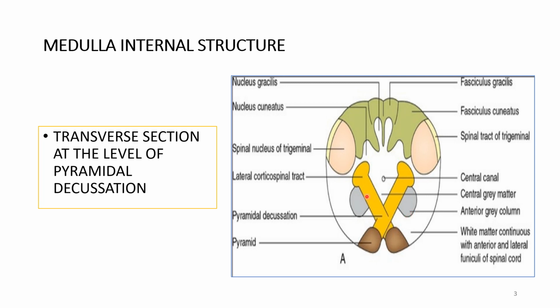And the yellow one is the pyramidal decussation. These are the pyramids. Okay. And this is the white matter which is continuous with anterior and lateral funiculi of the spinal cord. Okay. So it shows the internal structure of the medulla at the level of the pyramidal decussation. So fasciculus gracilis, cuneatus, this part comprises the spinal tract and spinal nucleus of the trigeminal. This is the central canal. This is the gray matter and all this is the white matter. And here come the lateral corticospinal tracts and this is the pyramidal decussation. These are the pyramids. Okay.